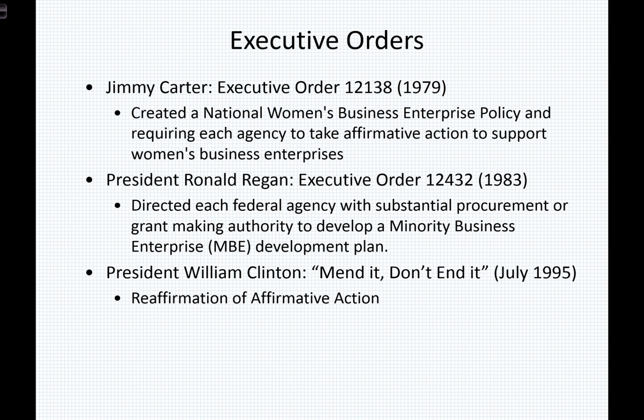This simply became seen as just good business because it eliminated the utility maximizing decisions that were often executed when it came to government contracts and caused these to become more profit maximizing decisions, which as economists we appreciate because it simply means greater efficiency. And then President Clinton, through an executive order in July 1995, famously stated, "Mend it, don't end it." And this is with respect to affirmative action. He was reaffirming affirmative action as it had become rather unpopular.